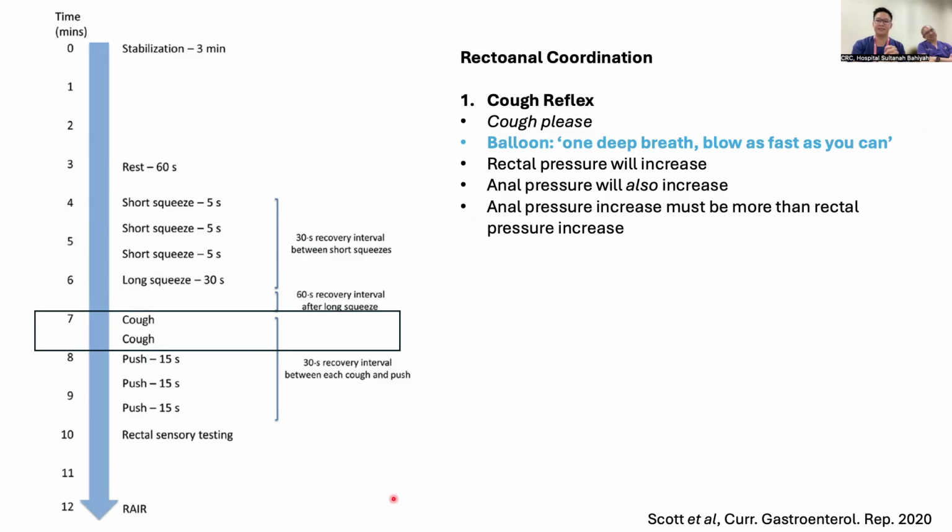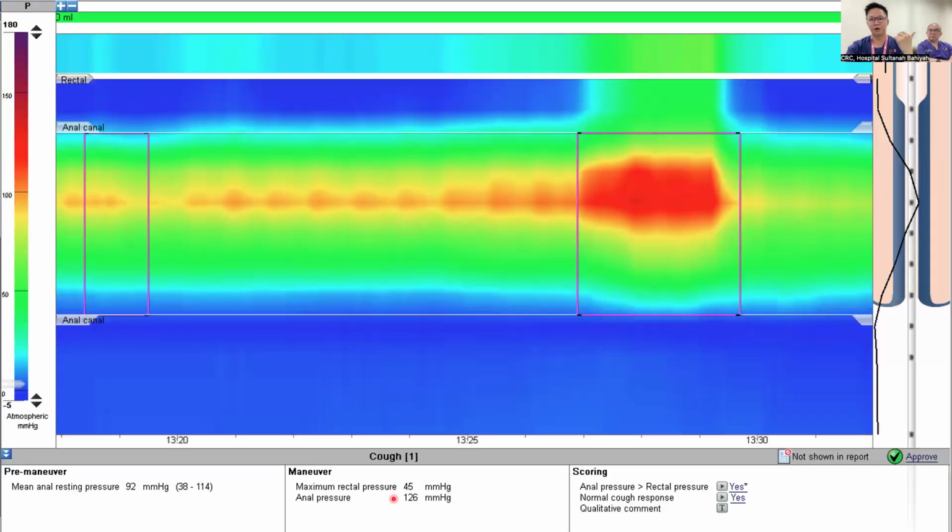So what Prof. Lee designed was that he gave patients a balloon and told them to blow into the balloon. In one deep, strong breath, blow as fast as you can to simulate a constant pressure of the intra-abdominal muscle. If done correctly, this is what you'll see. There is an increase in the intra-abdominal pressure translating to an increase in the rectal pressure. But you also see that, consequent to that, the anal sphincter pressure also increases quickly to close.